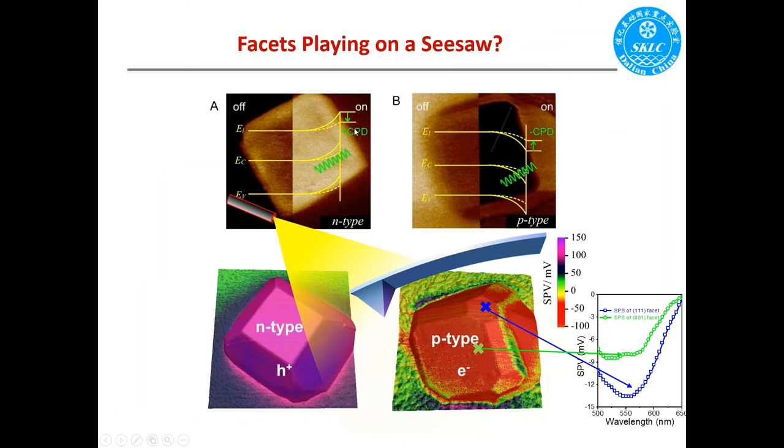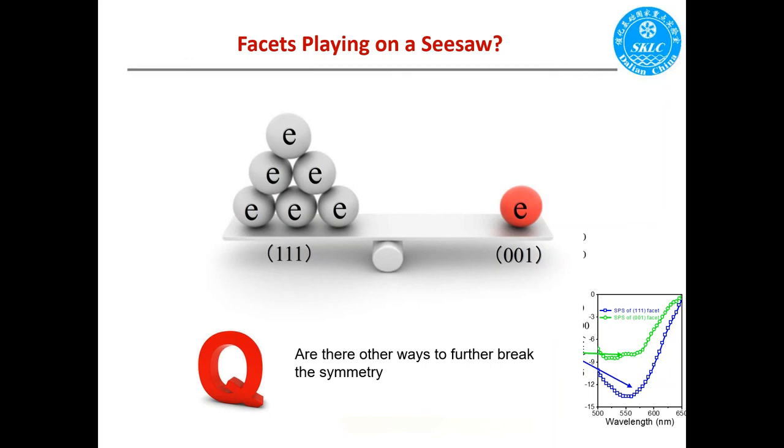This technique can give you the image of the charge carrier if you make a subtraction of the surface potential in the dark and under irradiation. You see that on the N-type semiconductor, the surface is dominated by the holes, and for the P-type one, the surface is dominated by the electrons. The difference on the different facets is the amount of the charge carriers. It's something like playing a seesaw on the two facets. The types of the charge carriers are not changed. They are the same. The difference is only the amount.